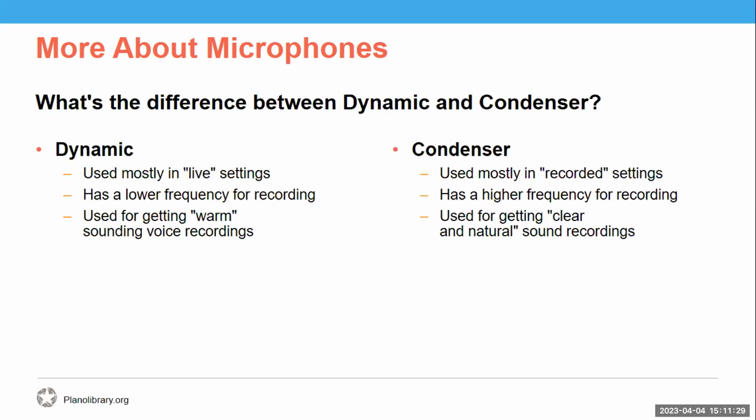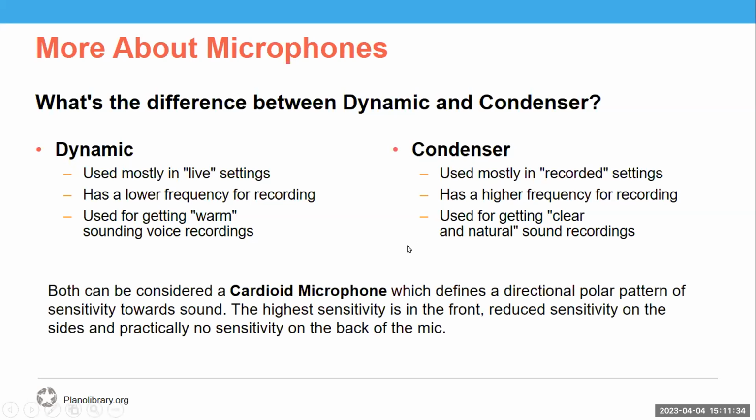The other thing I will note about these two different types of mics is that both of them can be considered a cardioid microphone, which defines a directional polar pattern of sensitivity towards sound. This really means the highest sensitivity of a cardioid is in the front, with reduced sensitivity on the sides and practically no sensitivity on the back of the mic. So when you're speaking into a cardioid mic, if you're ever behind the mic, it's not going to capture any sound. It's that directionality of sound processing.